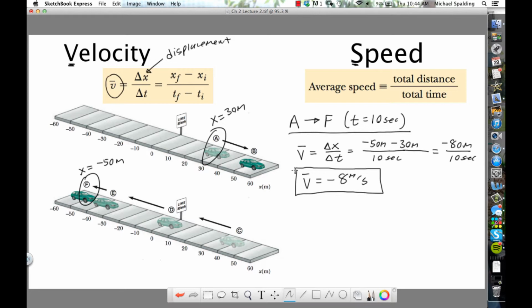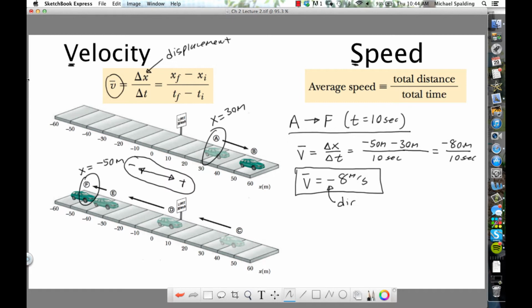Now, does the negative mean, is it telling us less than 0? No. What's the negative telling us? To the left. It's telling us the direction. So to the right is plus, to the left is minus. That's our sign convention here. So the average velocity from A to F is towards the left because the displacement was towards the left.